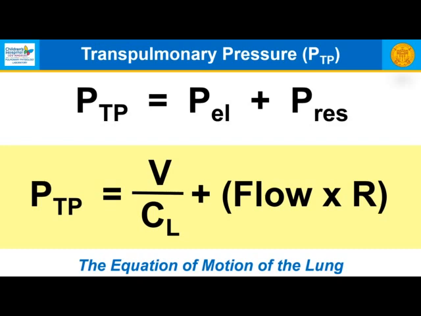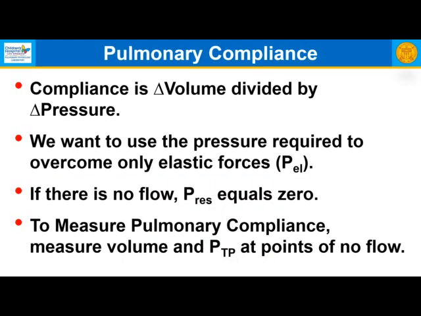And we're going to be talking more about the significance of this equation in determining your pattern of breathing, for example. So compliance is volume divided by pressure. If we want to measure pulmonary compliance, we want to use the pressure required to overcome only elastic resistance. So if there's no flow, P resistance equals 0. And therefore, transpulmonary pressure is entirely due to elastic pressure. So to measure pulmonary compliance, we want to measure volume and transpulmonary pressure at points of no flow.